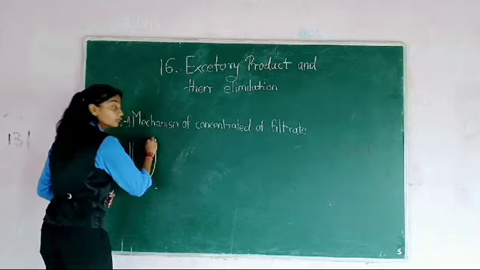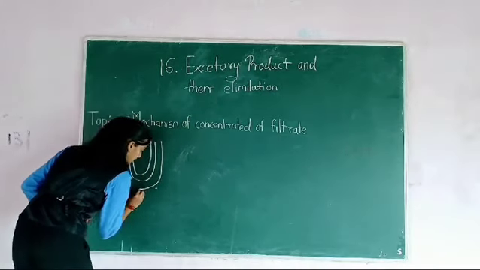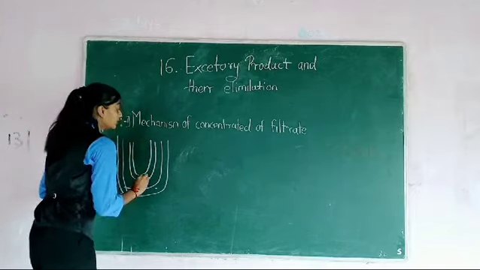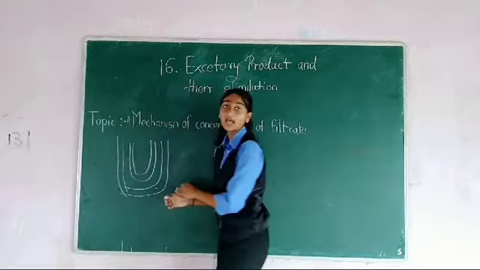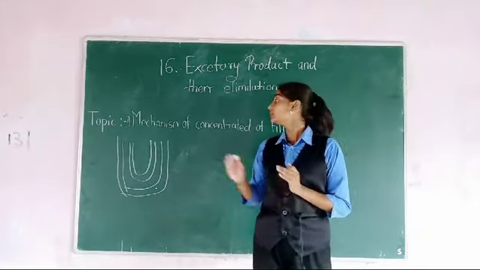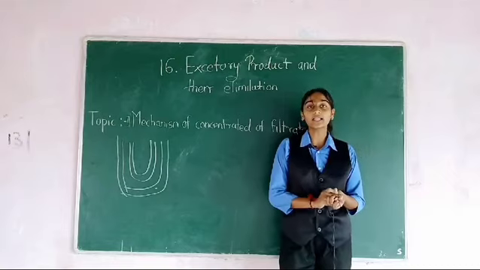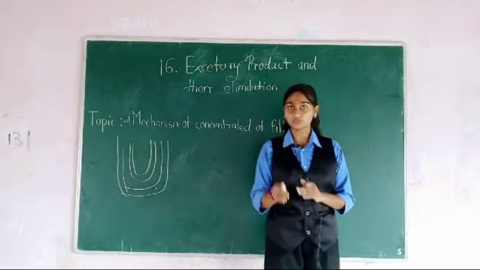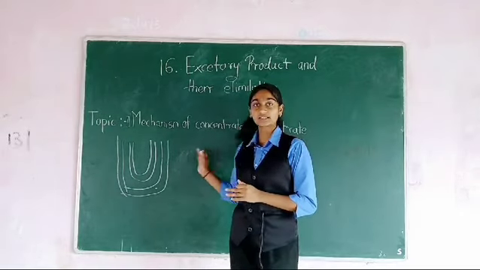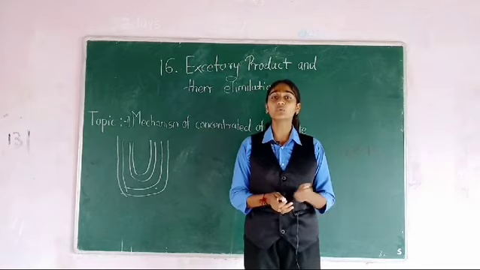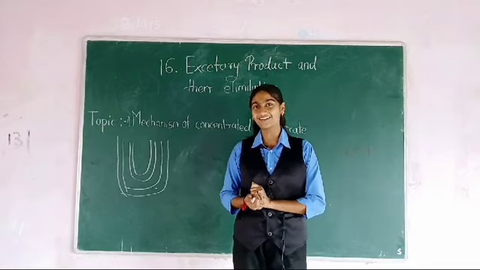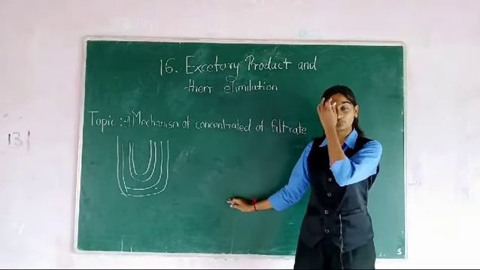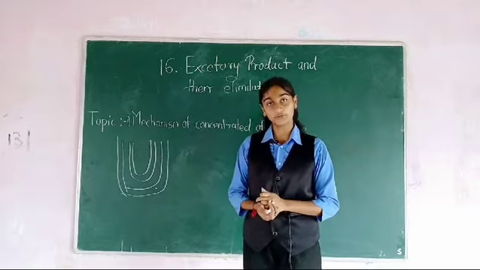This is the loop of Henle and this is the vasa recta. The loop of Henle and vasa recta are in proximity to each other. This proximity helps in maintaining and increasing the osmolarity. The osmolarity in the cortex is 300, and about 1200 is the osmolarity in the medulla. So how is the counter current produced?